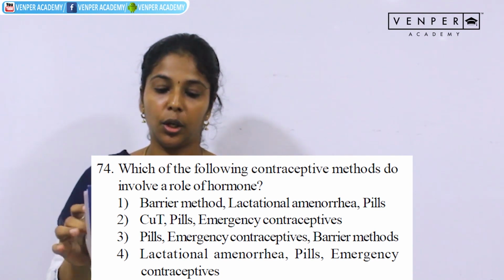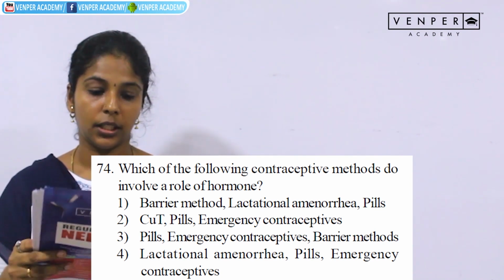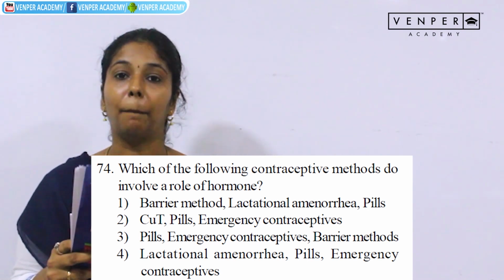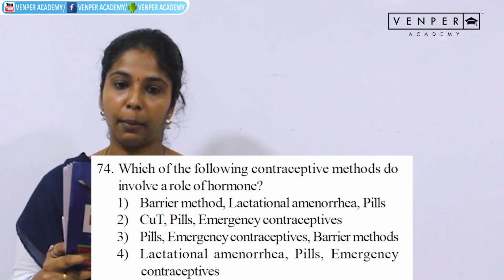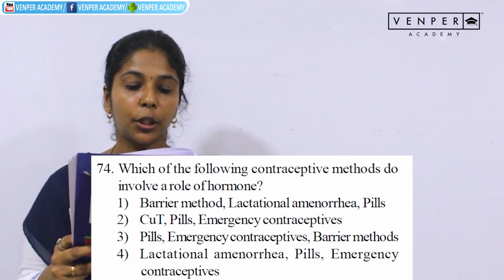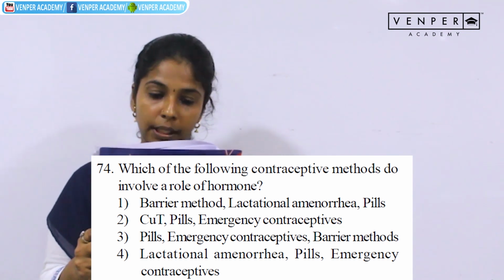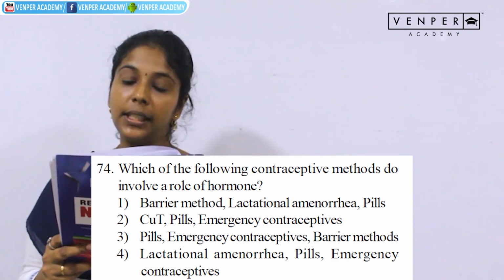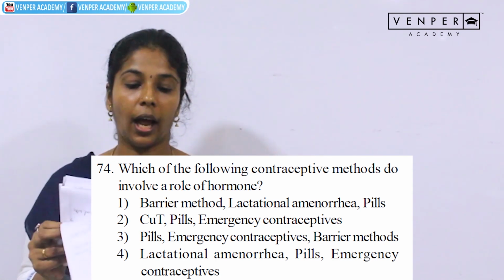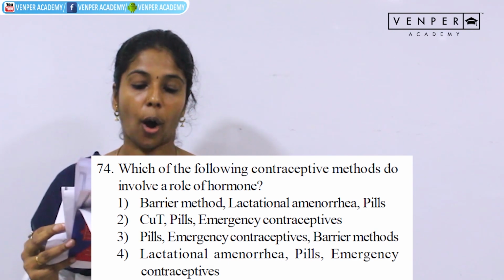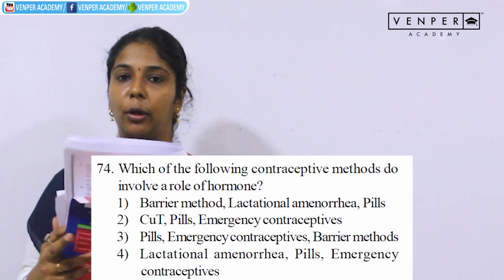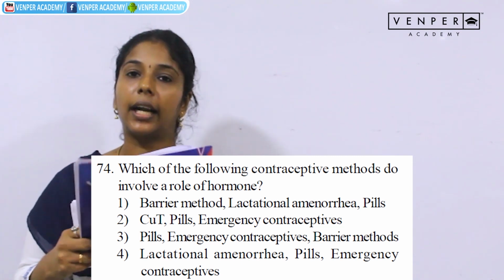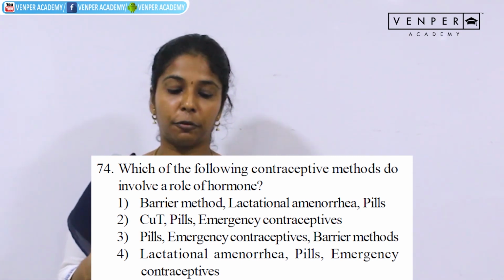Question number 74. Which of the following contraceptive methods do involve a role of hormone? Option 1, barrier method, lactational amenorrhea, pills. Option 2, copper T, pills and emergency contraceptives. Option 3, pills, emergency contraceptive and barrier methods. Option 4, lactational amenorrhea, pills and emergency contraceptive. The correct answer for this question is option 4.